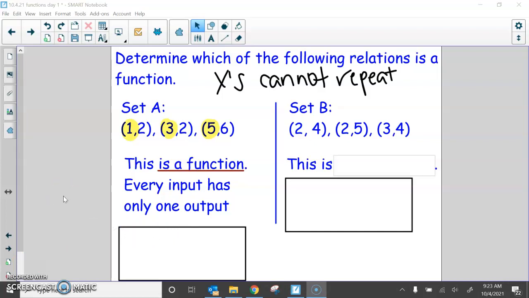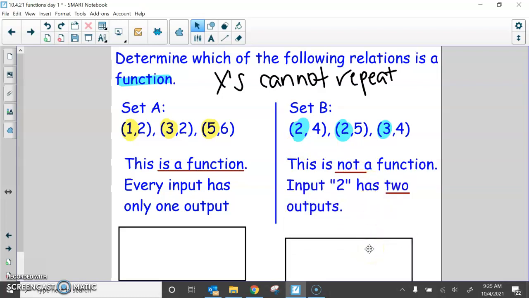Okay, so now let's look at set B. Remember, we're looking at just the x values. The y values are great, but when we're determining if it's a function, we need to look at just the x's. On set B, we have a 2, a 2, and a 3. Do any of those x values repeat? Yes, the 2's repeat. So because these 2's repeat, it is not a function. The input 2 has 2 outputs.